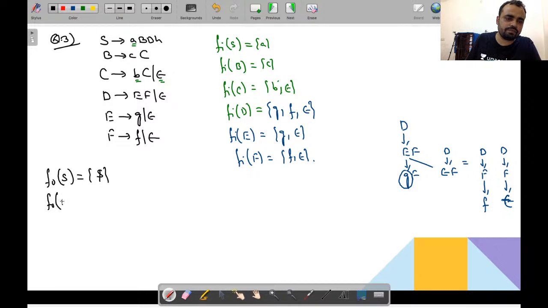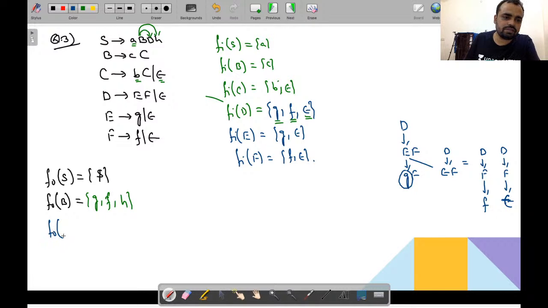Similarly, the follow of B. So see over here, what is the follow of B? The follow of B is D. Now once you reduce the D, what is the first of D? The first of D is G. So once you reduce the D by G, then the follow of B will become G. Similarly, once you reduce the D by F, then the follow of B will become F. Once you reduce the D by epsilon, then the follow of B will become the H. Got it?